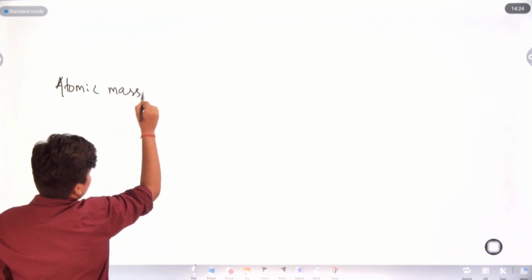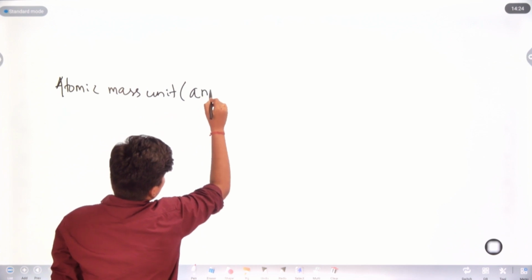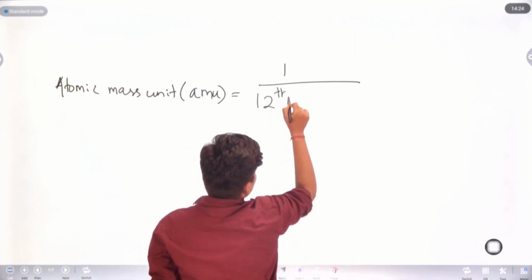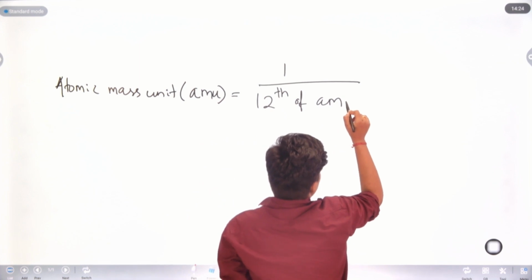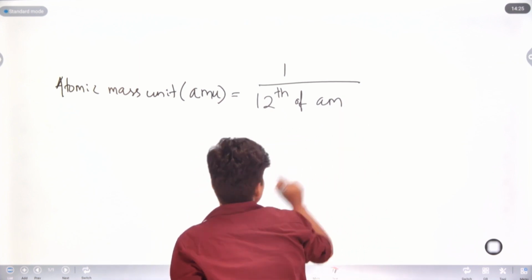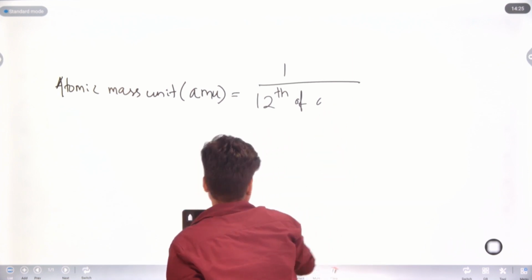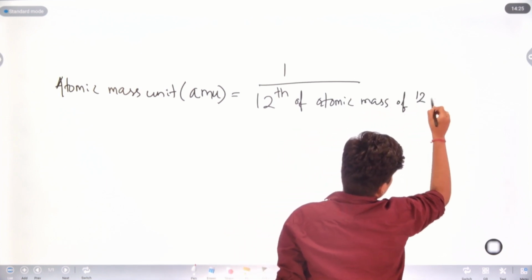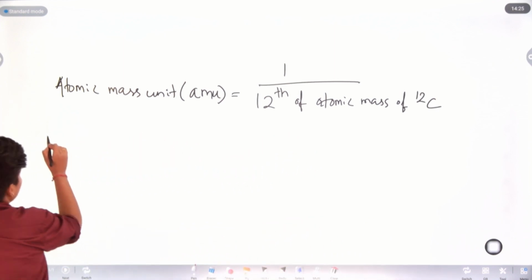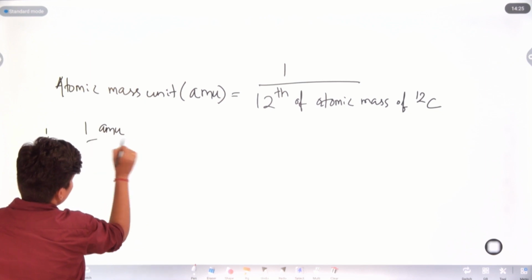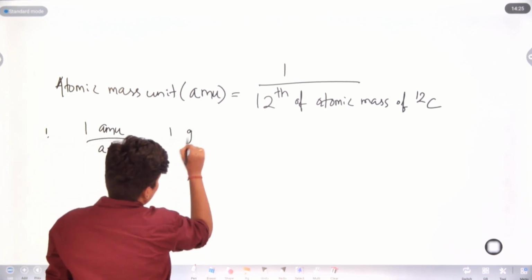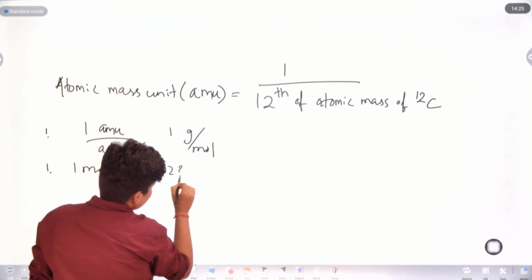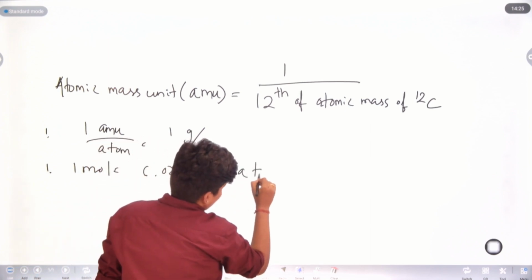Now, what is atomic mass unit? Atomic mass unit, or AMU, is by definition 1 by 12th of the atomic mass of carbon. And 1 AMU per atom is 1 gram per mole, and you all know in 1 mole there are 6.023 × 10²³ atoms. It is known as the Avogadro number.